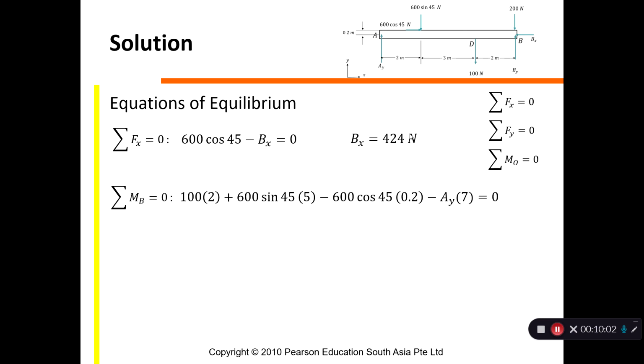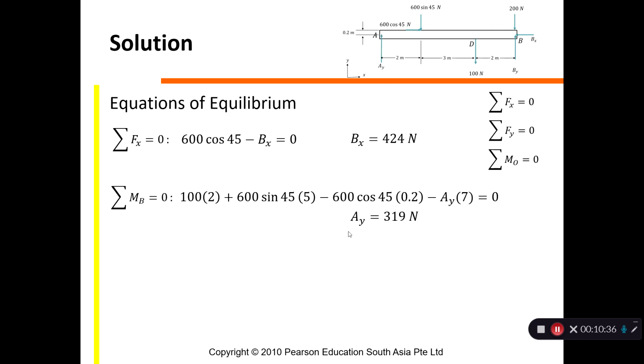And the last force is AY, which will create a clockwise rotation also. And the distance is 2 plus 3 plus 2, which is 7. Okay, so we ignore 200 newtons because it's going to act through this point. Of course, we ignore these two as well. So you can solve this equation and you'll get AY equals 319 newtons. And it's again positive here, which means this direction that we have assumed is correct.